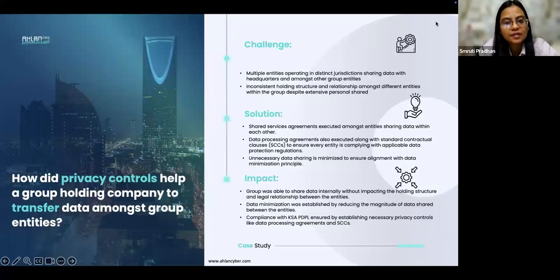Generally, depending upon the challenges, the solutions which we provided focused on shared services agreements and data processing agreements. We also saw that our principle of data minimization was getting violated. Whenever we transferred data from one controller to a different processor, we used to share a lot of unnecessary personal data.